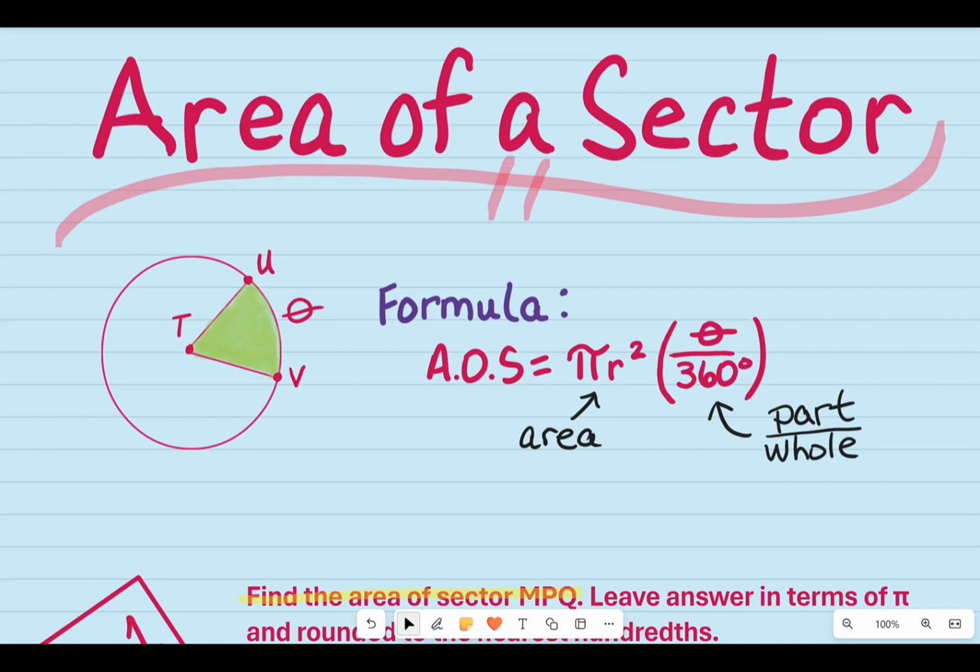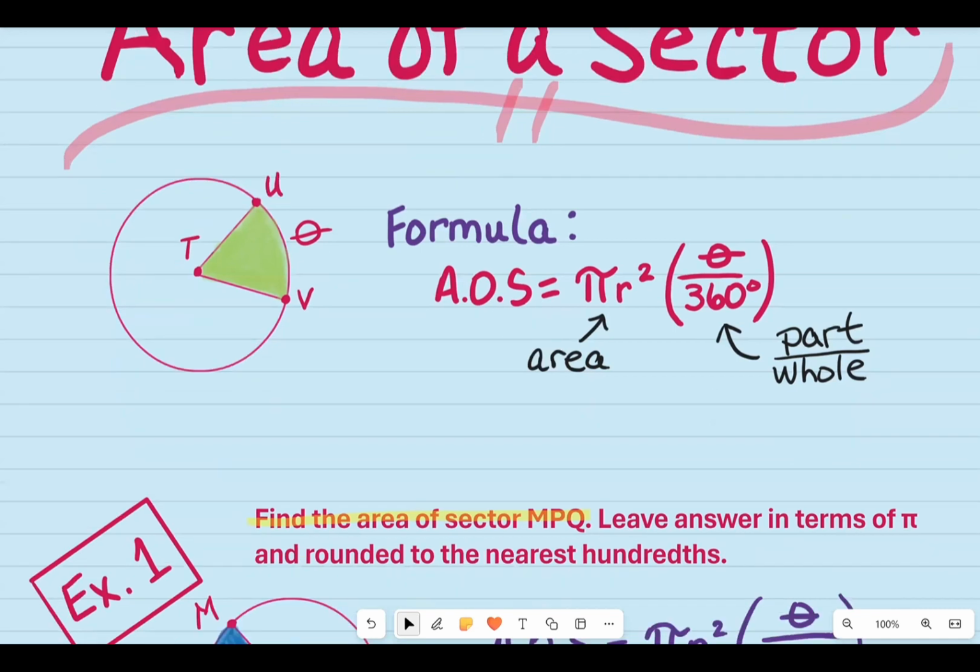And my formula is: area of sector is equal to pi r squared, which is the area formula of a circle, times theta over 360 degrees. So theta in this case represents your central angle and its intercepted arc, because remember they're equal to each other, and it's out of the entire circle measure, which is 360 degrees. So that's why it says part over whole.